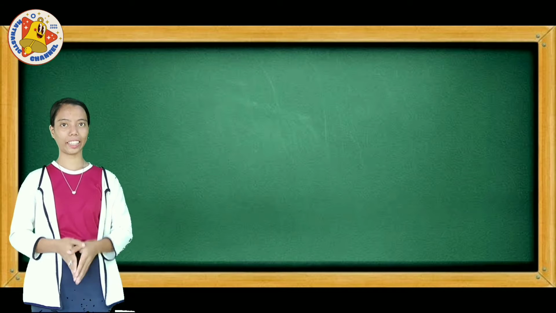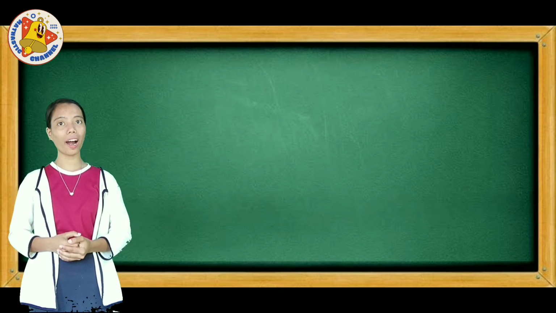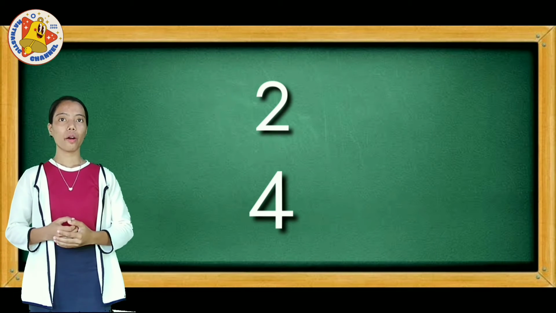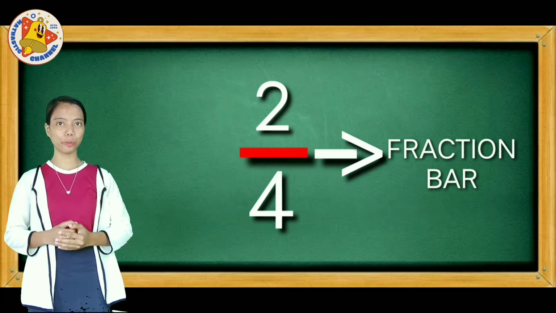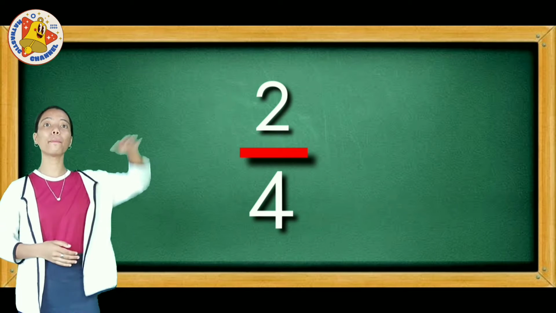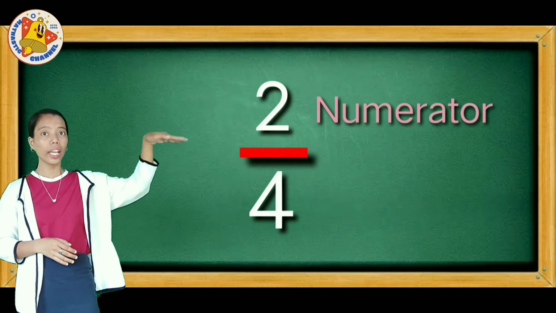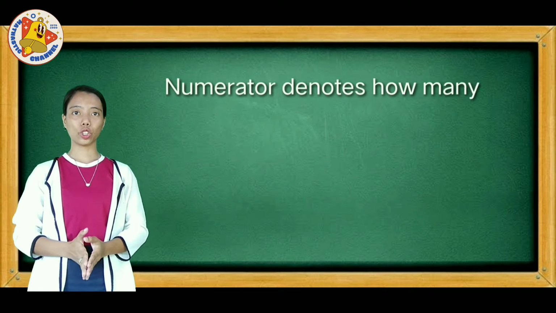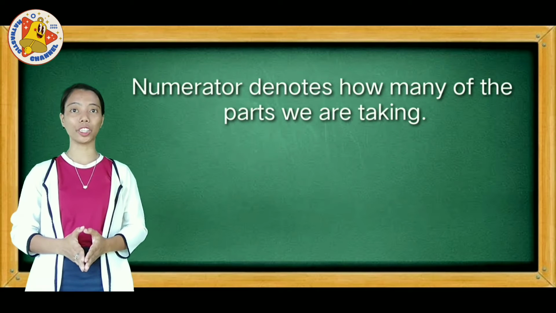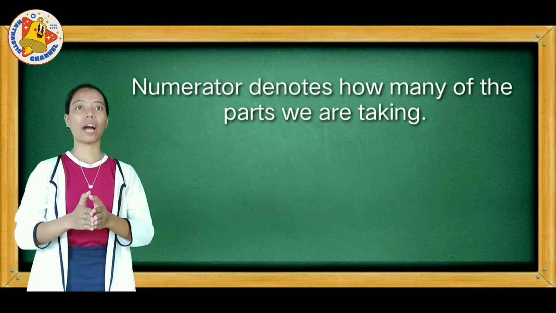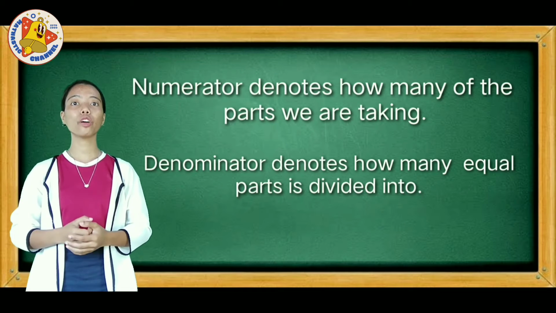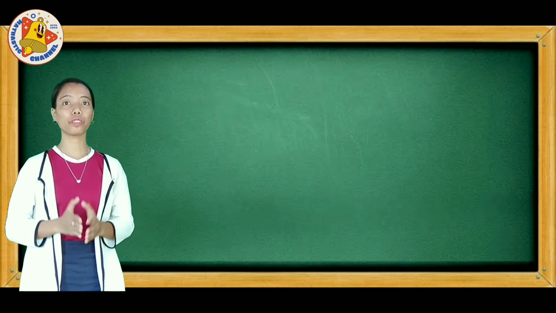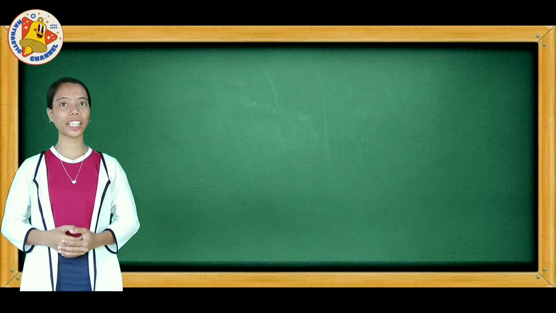You have learned that a fraction is divided into 2 parts. The number above and the number below are divided by a line called the fraction bar. The number above is called the numerator and the number below is called the denominator. The numerator denotes how many of the parts we are taking, and the denominator denotes how many parts we divided into. In solving this problem, here are the steps.